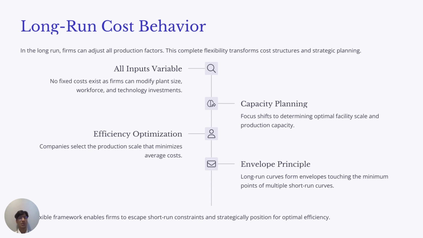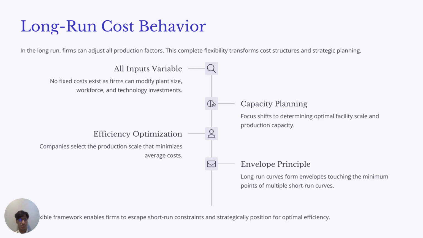In the long run, all inputs are variable, meaning firms have full flexibility to adjust their production processes. There are no fixed costs. Everything is open for adjustment. Managers can expand plant size, redesign workflows, or adopt new technology.